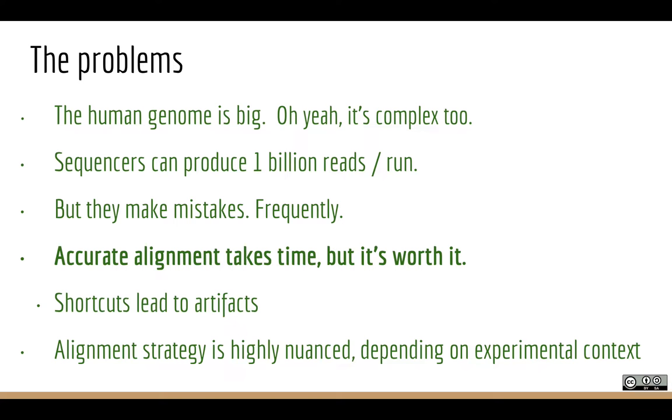The other problem is that these sequencing technologies make mistakes. And when there's errors in the sequence, that makes figuring out where these sequences go in a big, repetitive human genome quite difficult, even more difficult than if those sequences had no mistakes at all. And I think the thing I really want to emphasize is accuracy: doing the best alignment possible of your sequences given the biological question that you're going after.